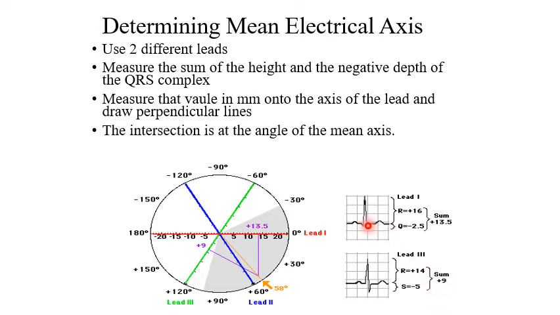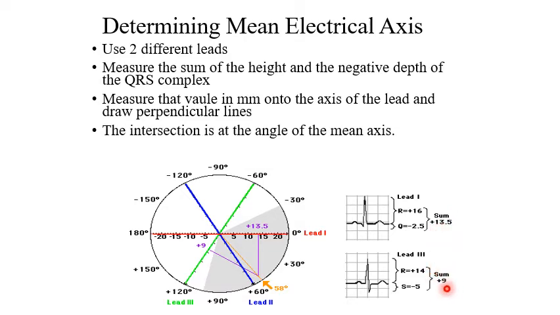I say small squares here, but you cannot actually see them on this image, because each big square has small squares that don't show here, but on your ECG you will see them. So the sum here is going to be positive 9. This is the net sum for the first lead and the net sum for the third lead.